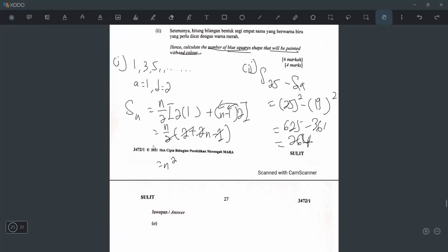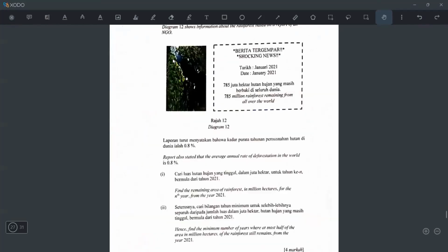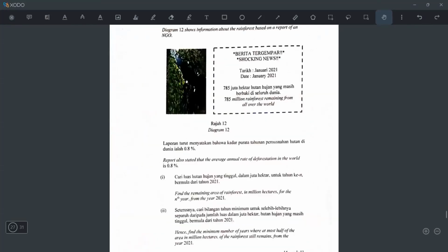Okay, because this n squared formula actually comes from substituting a equals 1 and d equals 2, right? It means now I don't have to substitute the a equals 1, d equals 2 again if I use the n squared formula, because I already substituted just now. Okay, so that's why it's very easy. That's why you get the answer very fast. Okay, done.